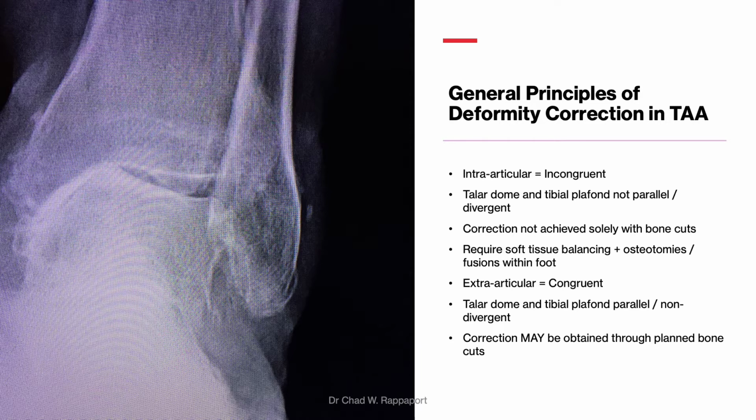Extra-articular deformities are typically deformities that have a congruent tibio-talar joint, wherein the superior aspect of the talar dome and the tibial plafond are parallel or non-divergent. And these are more often the type of deformities that may be corrected solely through the planned bone cuts of the tibia and the talus.